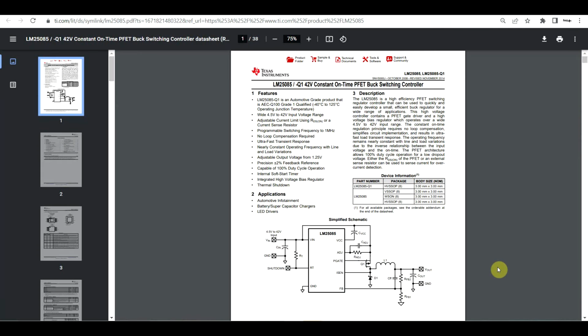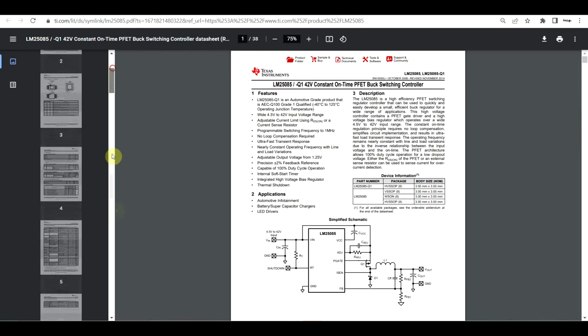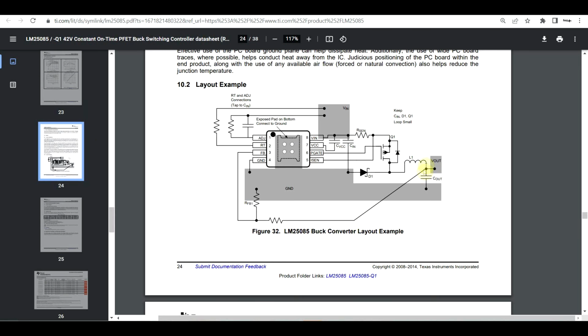First common practice to mention is the output voltage being measured at the output capacitor. What I have here is a datasheet for a switching converter, the LM25085, and although you can measure the voltage anywhere on the output net, so anywhere between the inductor and the output capacitor, it's a common practice to connect your resistor as close as possible to the capacitor rather than the inductor to minimize the amount of noise.